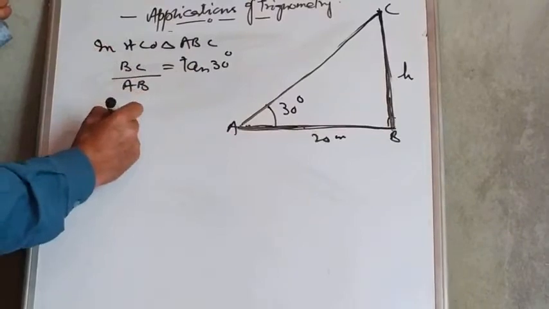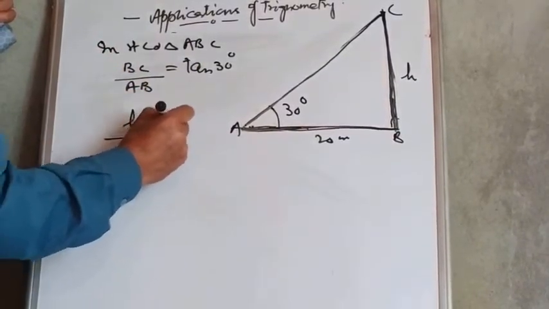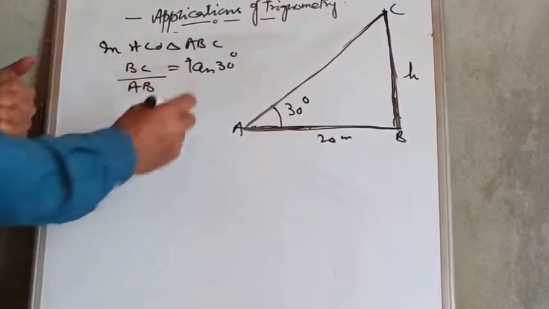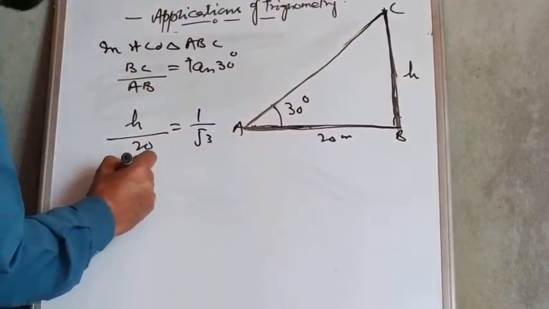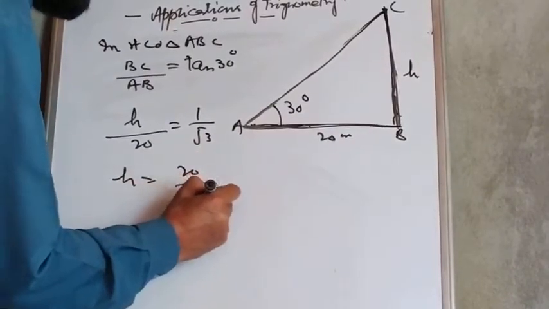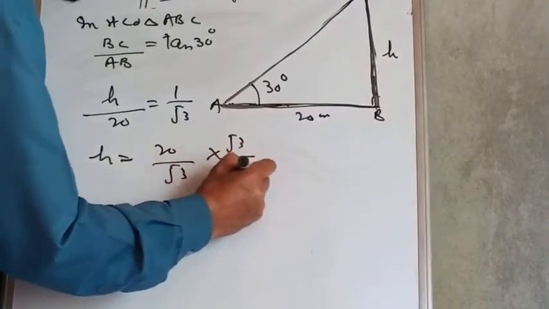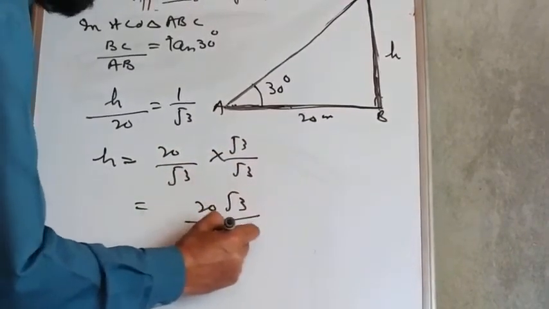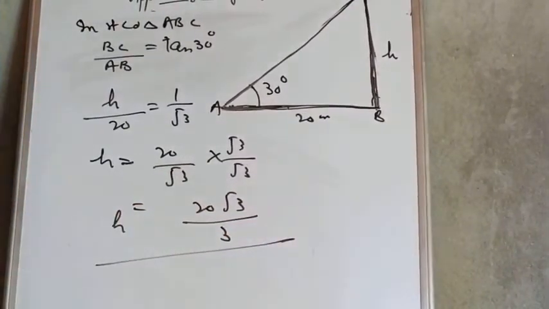And what is this BC? This is the height of the tree. H divided by AB, which is 20, is equal to tan 30. Tan 30 is 1 by under root 3. And by cross multiplying, H is equal to 20 divided by under root 3. Now rationalize that denominator, multiplying by under root 3 divided by under root 3. You can write this as 20 under root 3 divided by 3 meters. This is the height of the tree. So this is very simple.